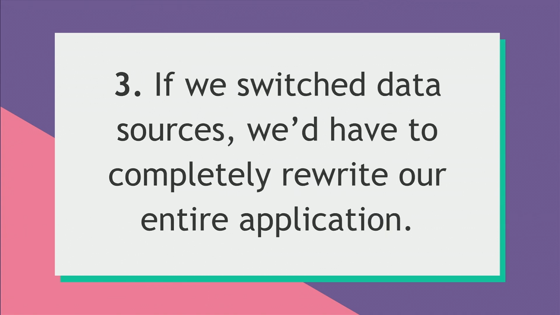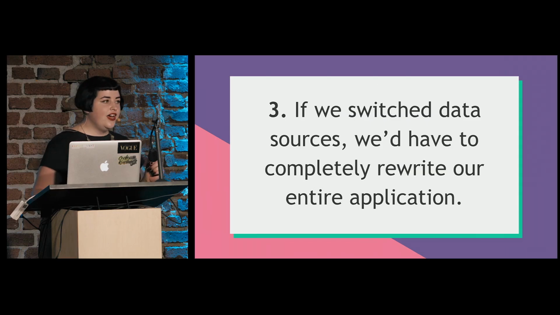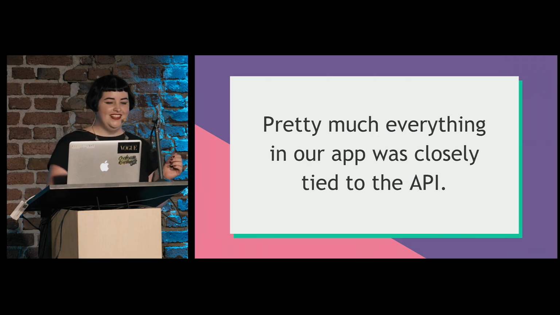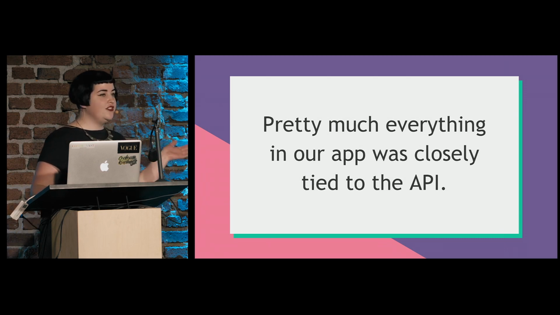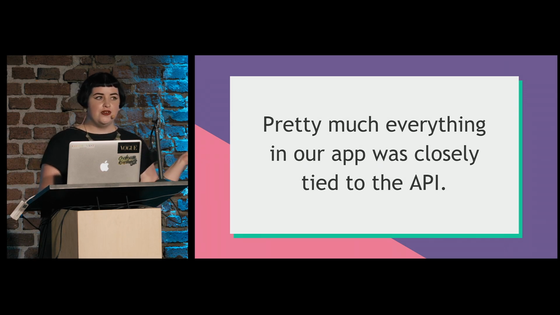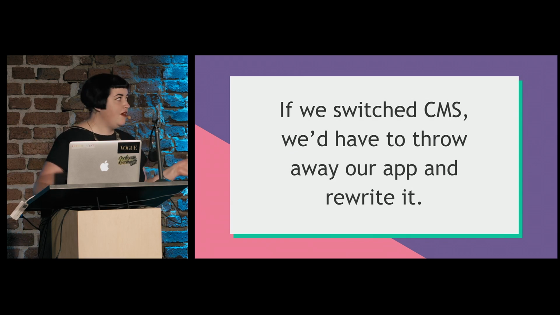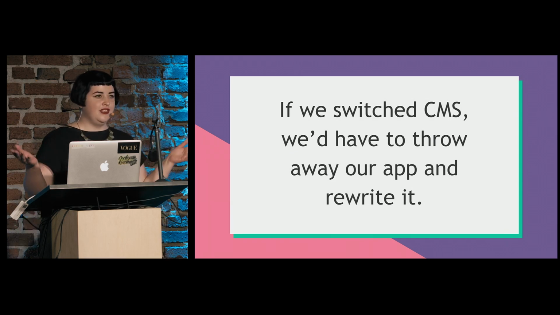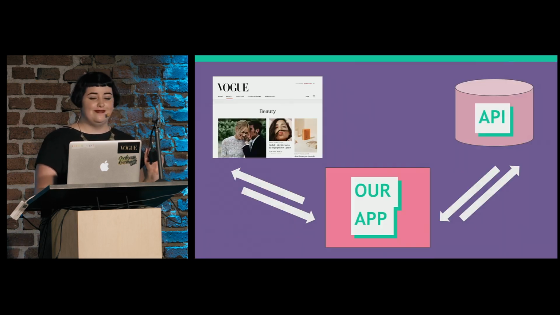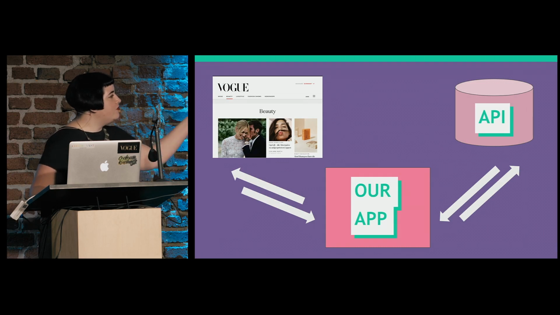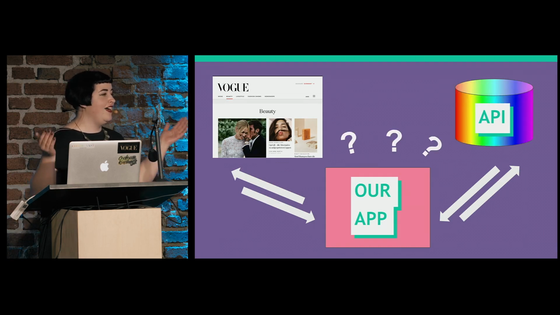Another problem we had was that if we were to switch data sources, we would have to completely rewrite our entire application. So pretty much everything in our application was closely tied to this content management system API. And that's from the components that I showed you in the first issue, but also our analytics and our metadata, and even our server route handlers. So if we switched content management system, we would pretty much have to throw away our app and completely rewrite it. So if Condé Nast wanted to switch to WordPress, that would be a problem for us. So yeah, if our beautiful pink API changed to a rainbow API, our app implodes.